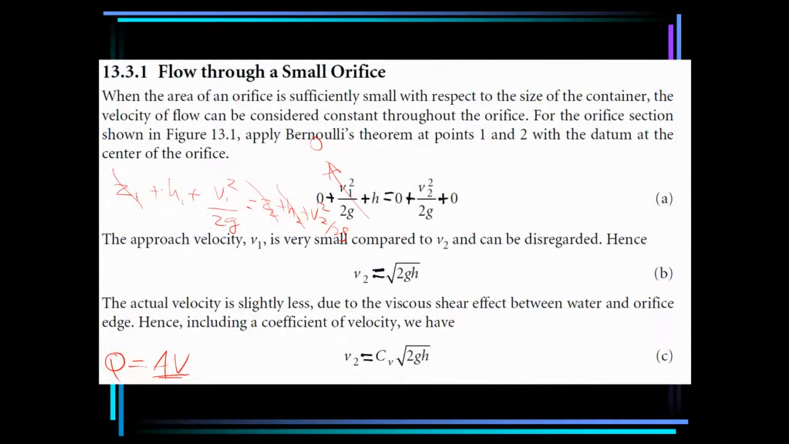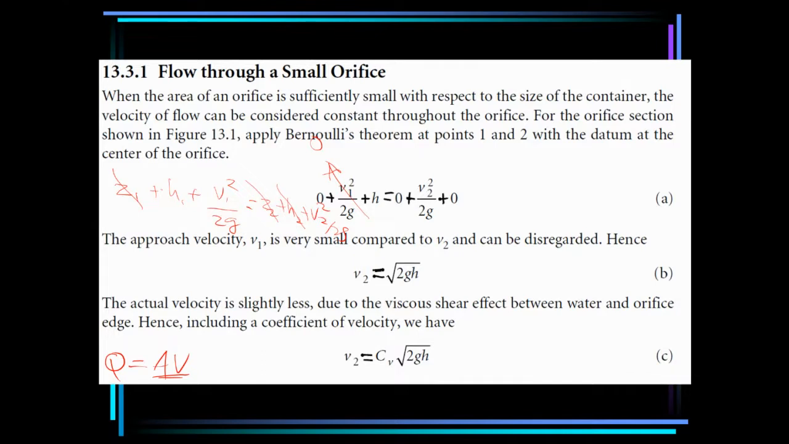Now, this is the theoretical velocity. If you look at it, we neglected so many things. First we neglected the head loss due to friction, and then we neglected the approach velocity, and then we neglected the head at the orifice. So definitely we made so many assumptions to simplify our computations. So this is more or less like the theoretical velocity.